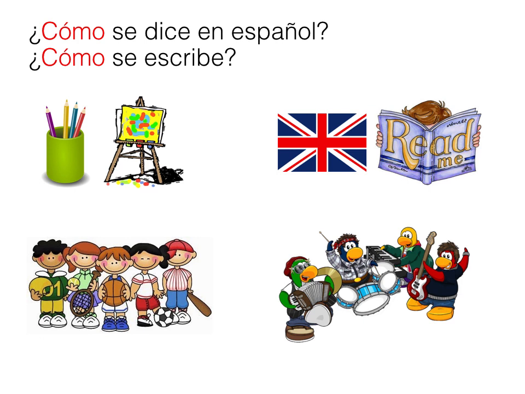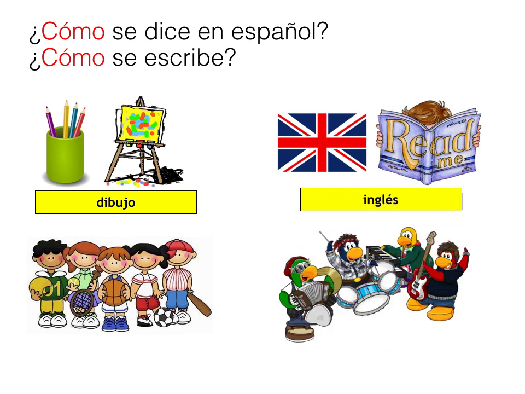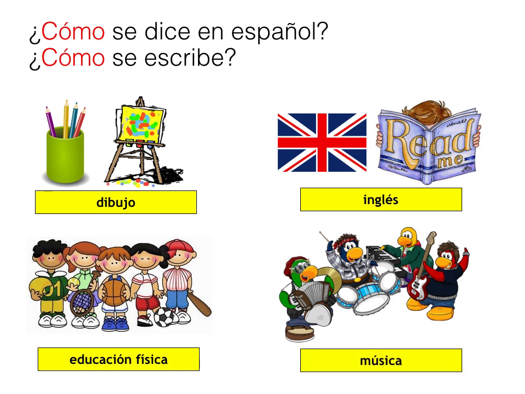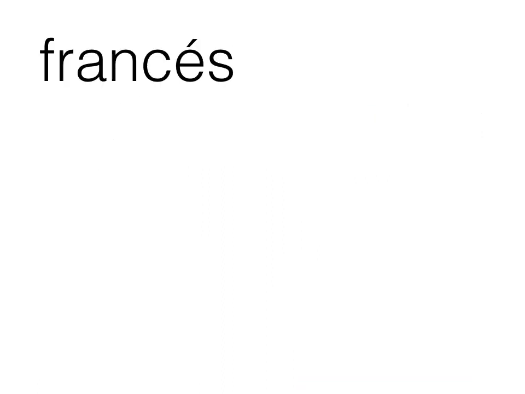¿Cómo se dice en español y cómo se escribe? How do you say art in Spanish? Can you remember? Dibujo. Muy bien. How do you say English in Spanish? Inglés. Muy bien. How do you say PE in Spanish? ¿Te acuerdas? Do you remember? Educación física. So instead of physical education, it's education physical. Muy bien. Y últimamente, ¿cómo se dice music en español? Música. Muy bien. Perfecto. Continuamos.